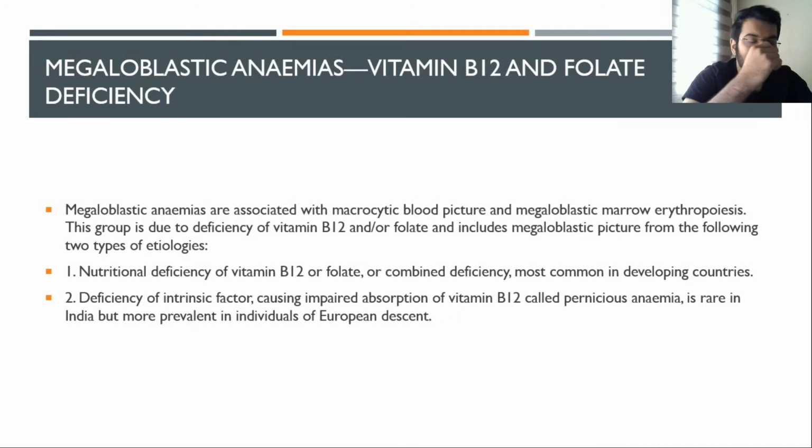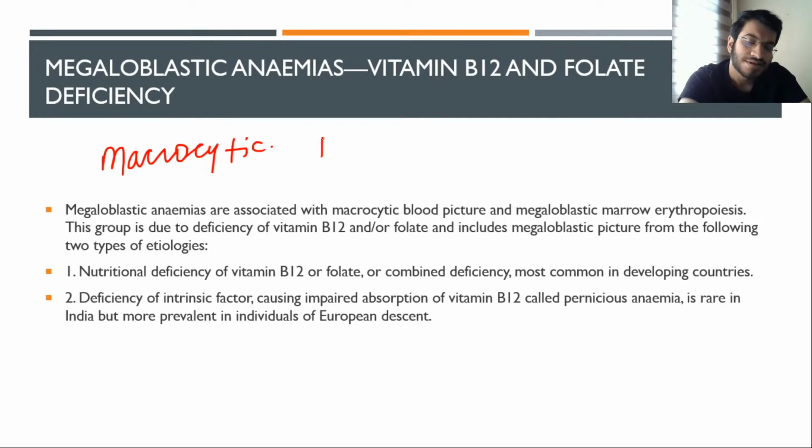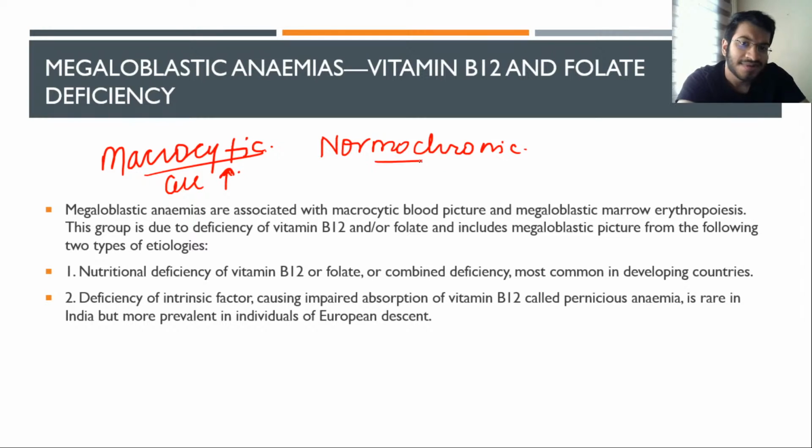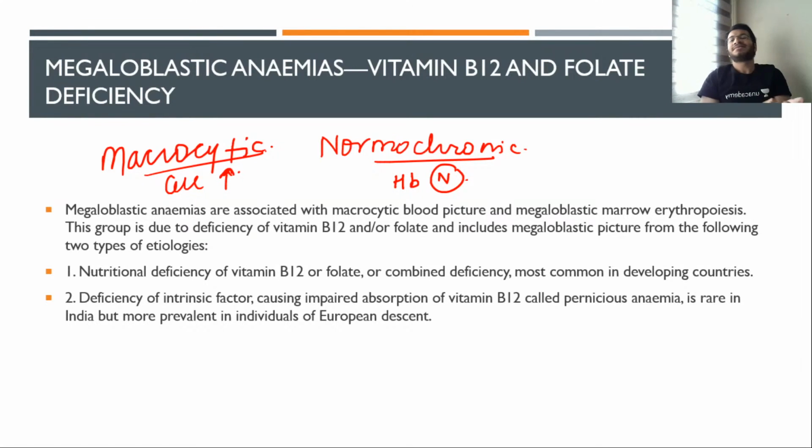Now comes the megaloblastic anemia, in which the picture will be macrocytic, normochromic, means cells will be large, size will be increased, but hemoglobin will be normal. Color of the RBCs will be normal when you look at the PBF.